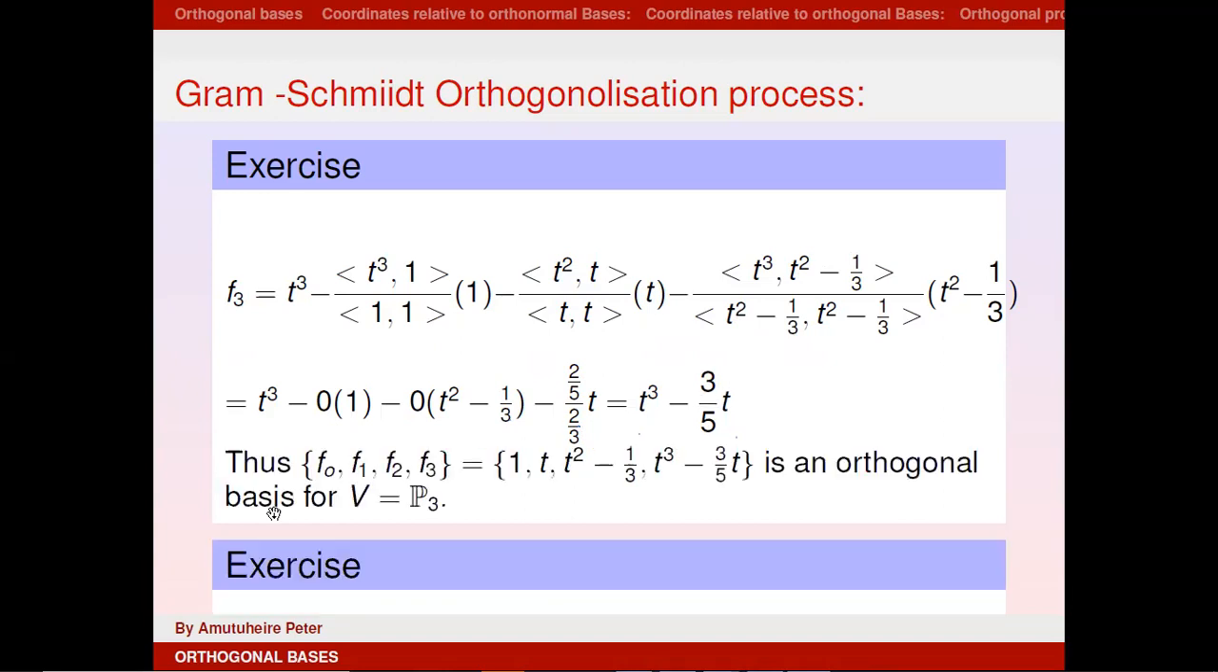So it means that F naught, F1, F2, F3 is given by F naught, F1, F2, then F3. So this is an orthogonal basis for P3, for the vector space P3.